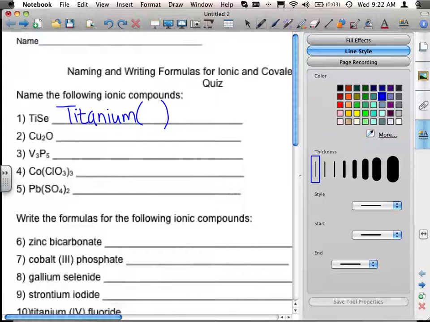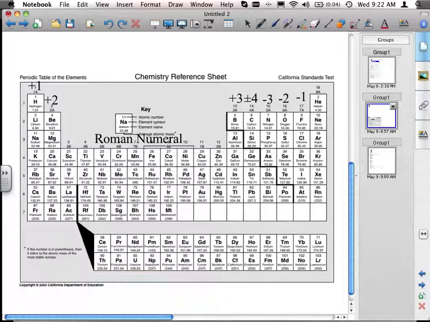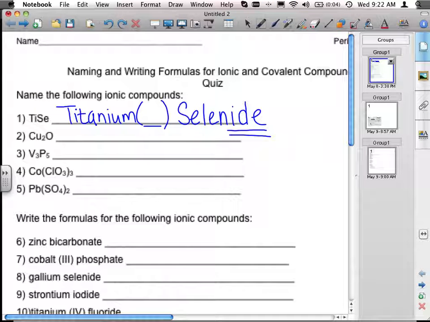Se, go to the periodic table, find what it stands for, and it stands for selenium. Since it's the second or last element listed, it is selenide. To figure out what Roman numeral goes here, you have to look at the charge for selenide. Go back to the periodic table, find it on the periodic table. It is right here. It is found in the column that has a -2 charge. So selenide has a -2 charge. To balance that out, titanium has to have a +2 charge. Therefore, that is the Roman numeral that goes in the parentheses.